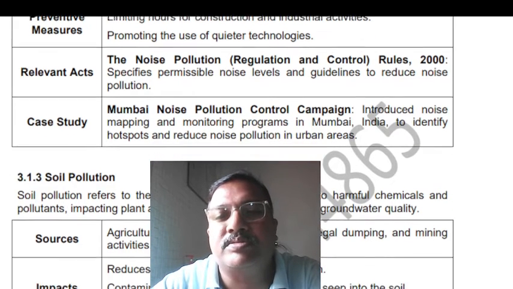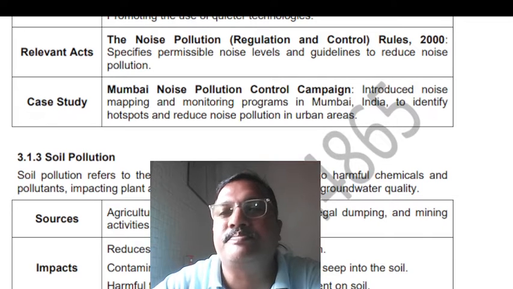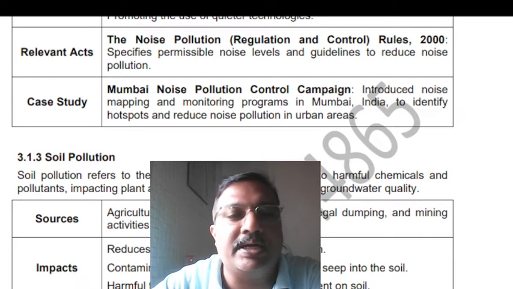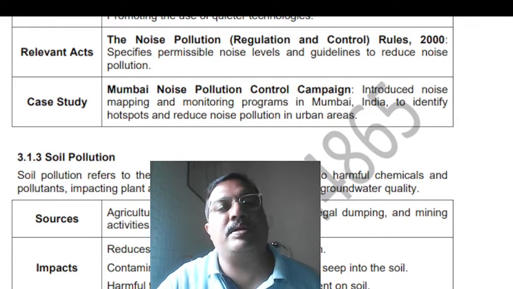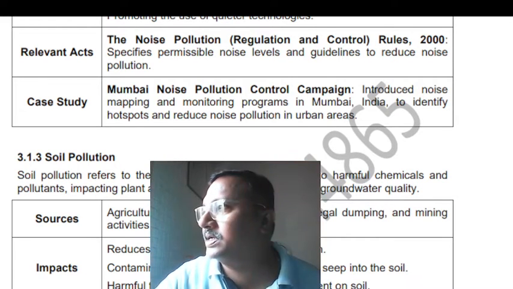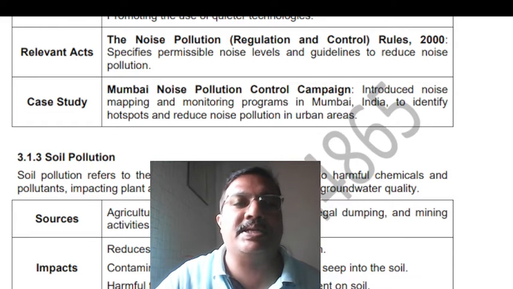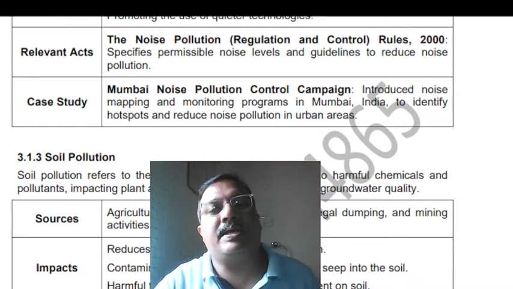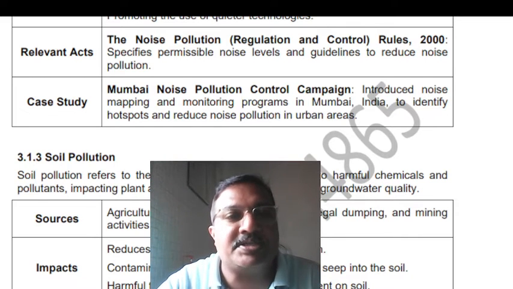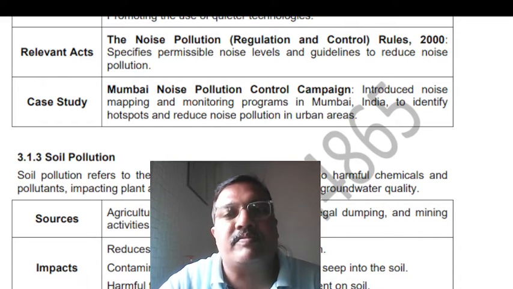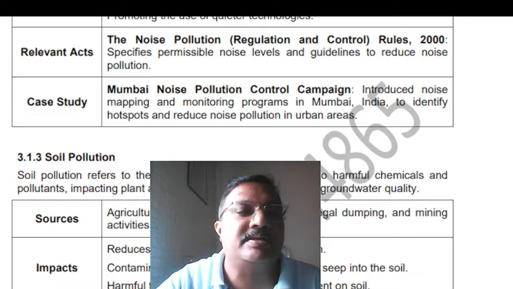Relevant laws to support: the Noise Pollution Regulation and Control Rules 2000. This law in India sets the limit on the noise level in residential, commercial and industrial areas. It also includes the rules for controlling noise from loudspeakers, from vehicles as well as firecrackers.